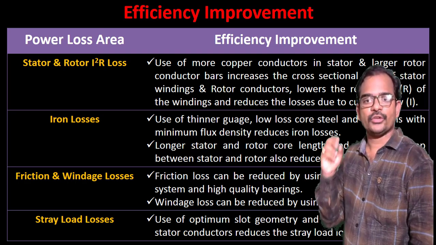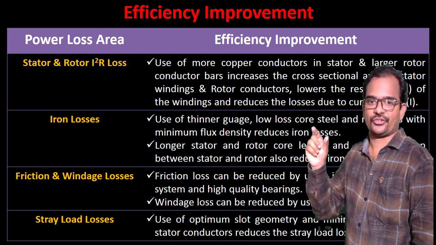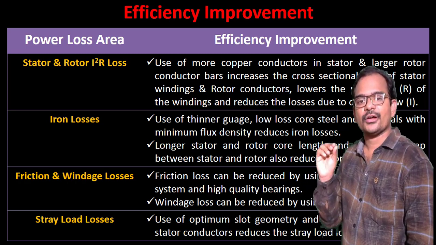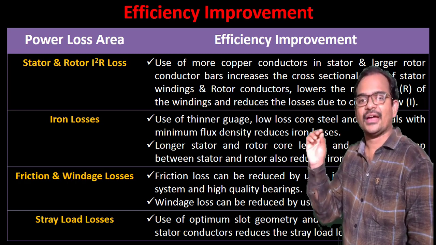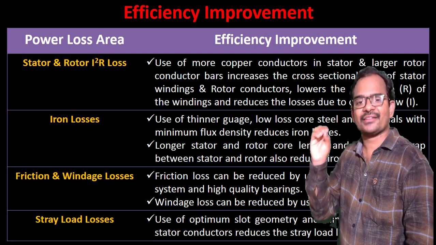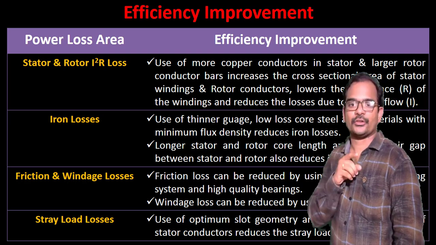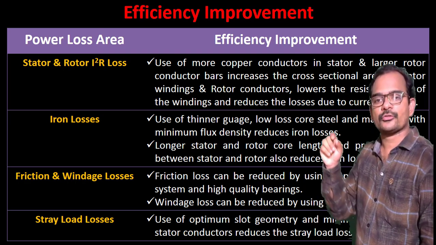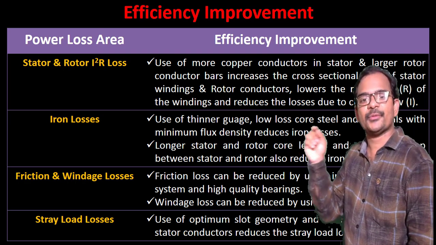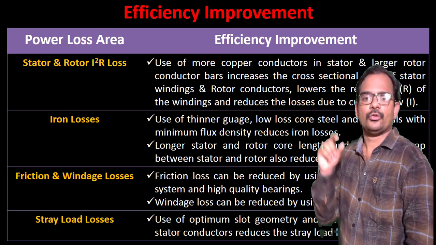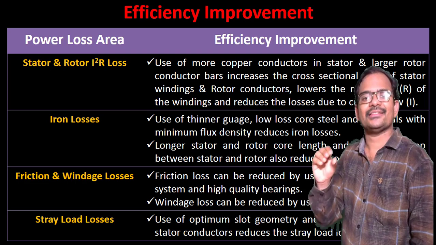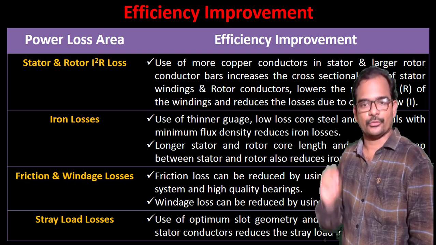So what you have to do? You need to use thinner gauge, right? At the same time, you need to use low loss core steel and materials with minimum flux density. The first one, use of thinner gauge, is a design specification, whereas use of low loss core steel and materials with minimum flux density is a material property. So when you incorporate these two things in your standard motor, obviously the iron losses will reduce.